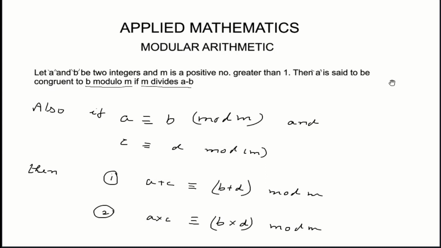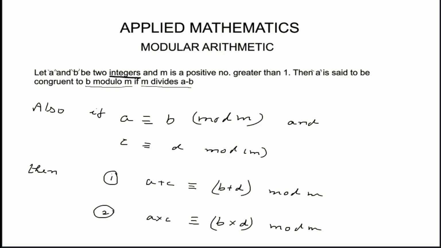Today we will see an applied mathematics topic, modular arithmetic. So what does modular arithmetic say? Let a and b be two integers and m be a positive number greater than 1. Then a is said to be congruent to b modulo m if m divides a minus b.